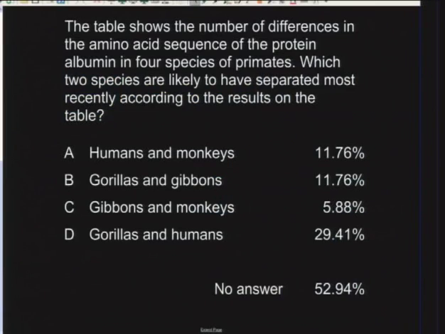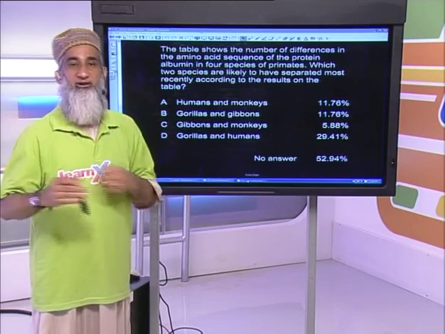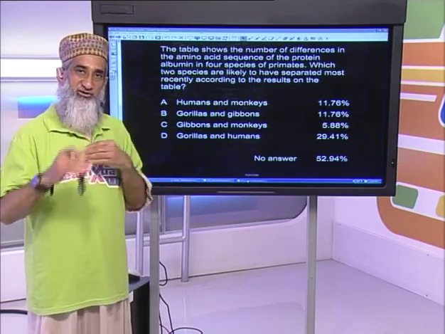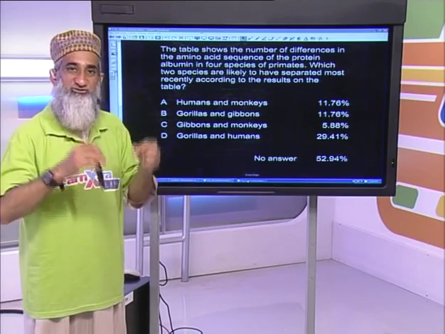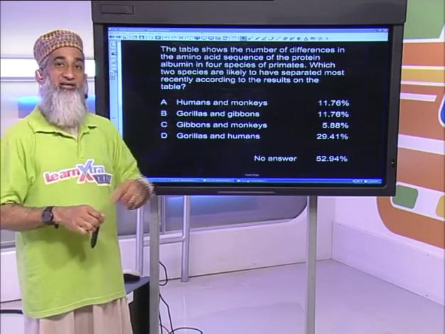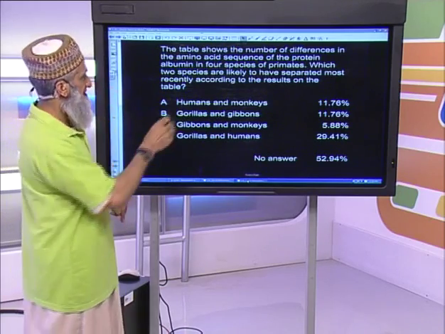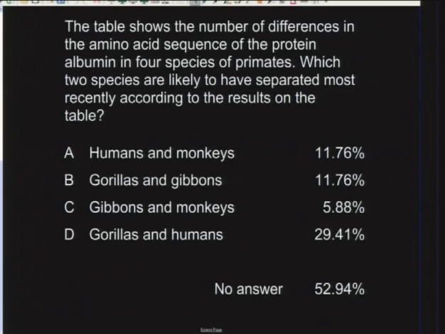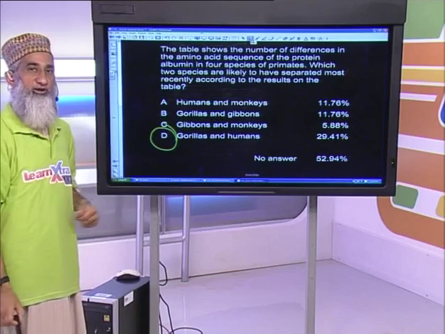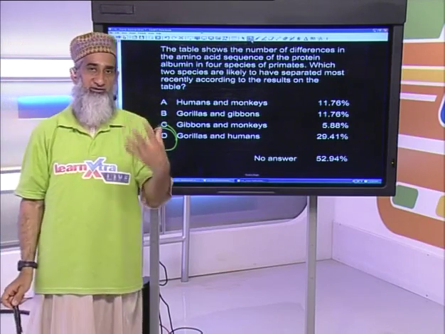The table shows the differences in amino acid sequence of the protein, albumin, and what have you. Please understand that when they're showing the differences, the less the difference they are, the more similar they are. So if there's less difference between the organisms, that means they are more similar to each other, and the more similar they are, then obviously they are more related, and that's what they recently separated. And your answer there would be D. It will be D, okay? So keep that in mind when you're answering that. We won't have time to go through the others, but make sure that you are keeping up with that.